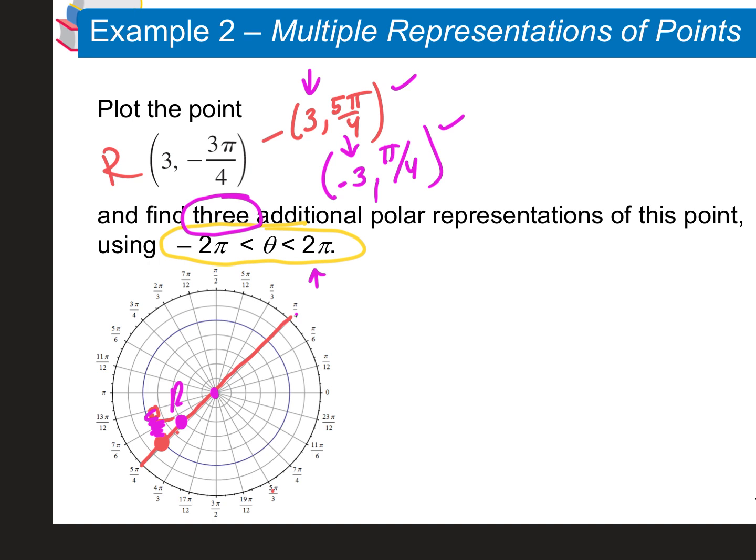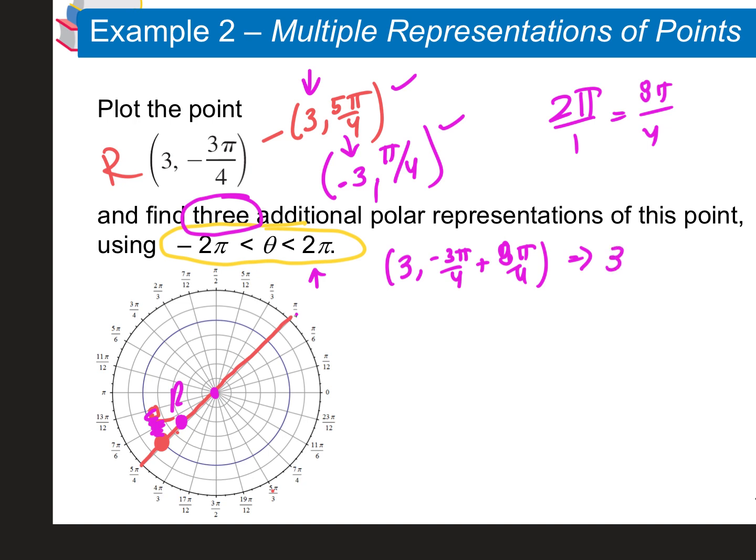So let's see what we have here. We're going to start off with our original of 3, comma, negative 3 pi over 4. All right, I'm going to keep my R value positive, so I'm going to add one whole circle. If you guys agree, 2 pi, if I change it into fourths, would become 8 pi over 4. So if I add 8 pi over 4, I end up with 3, comma, 5 pi over 4. Well, we already have that one, so good to go.